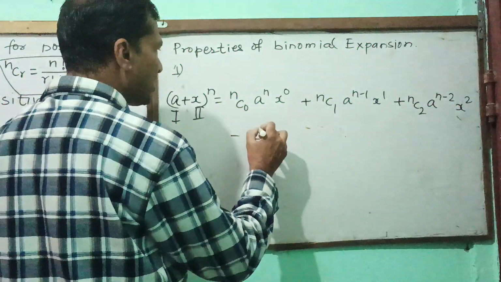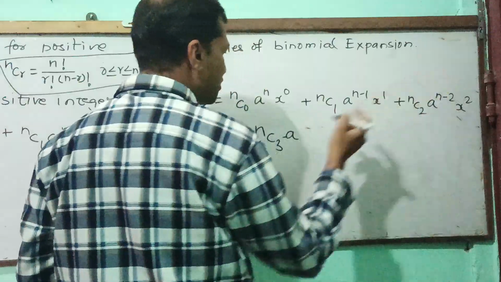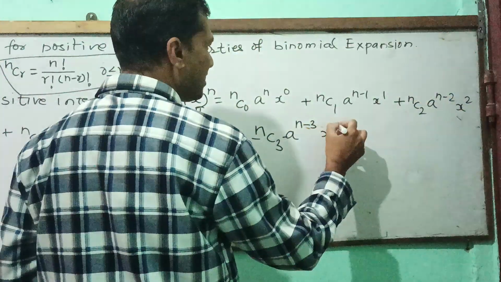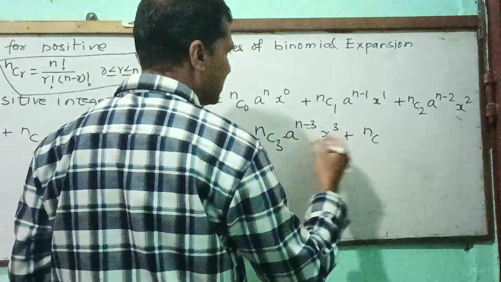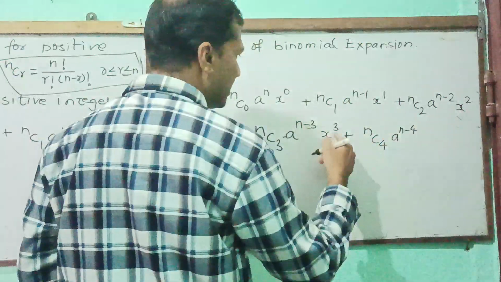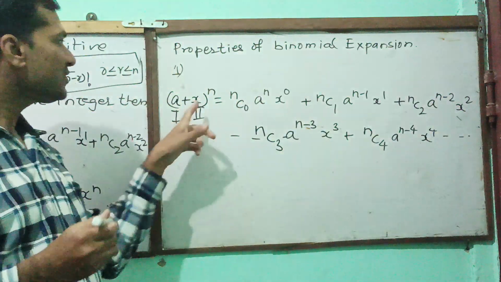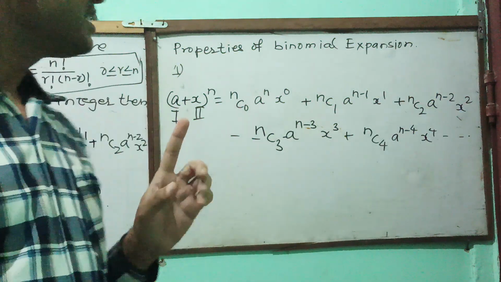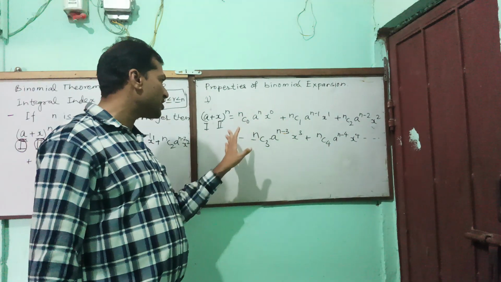If we write the next term, this is nC3 a to the power n minus 3, x to the power 3. Then if we write the next term, nC4 a to the power n minus 4, x to the power 4, and so on. It means what we observe: the power of the first term decreases by unity and the power of the second term increases by unity. So this one is the first property.